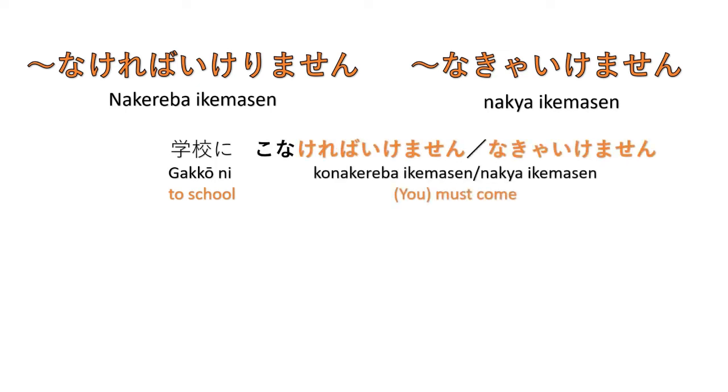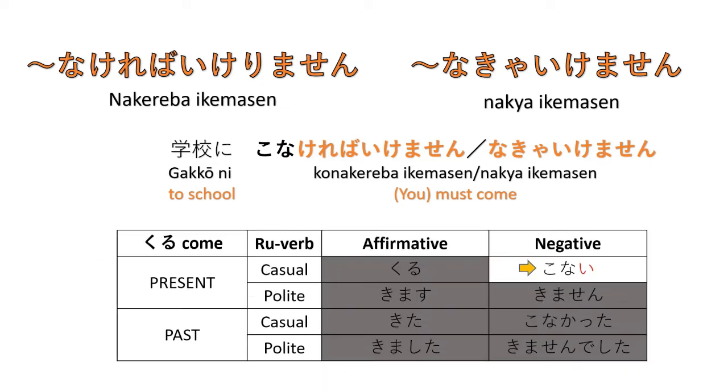学校に来なければいけません or 来なきゃいけません. You must come to school. Here we have also another verb, kuru. Kuru, to come. The conjugations of kuru are kuru, kimasu, then konai, kimasen for the negative present. So here we focus on konai. So for konai, kona, we drop the hiragana I and then add kereba ikemasen. Konakereba ikemasen. Konakya ikemasen. Okay? You must come to school.